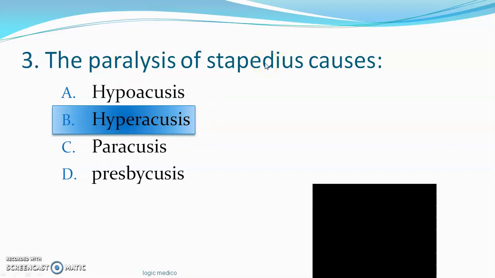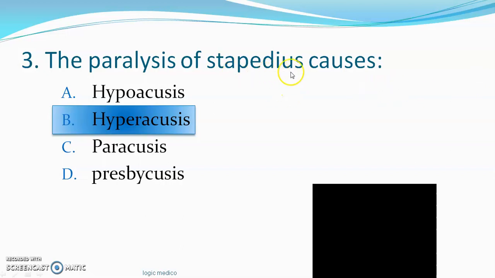Stapedius is a muscle which is present in the posterior wall of the tympanic cavity. It begins from the pyramidal eminence and is attached to the footplate of the stapes. It is supplied by the nerve to stapedius, a branch of the facial nerve. If there is damage to the facial nerve and this nerve to stapedius, the stapedial reflex will be lost. You can see my video on the stapedial reflex if you want further details.